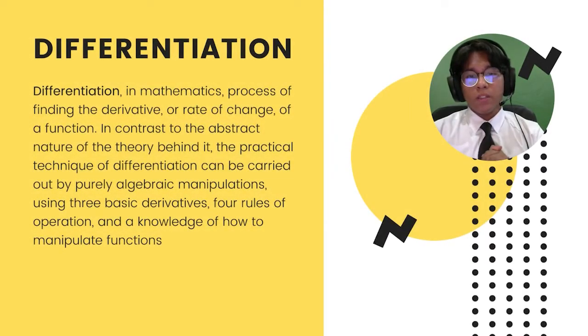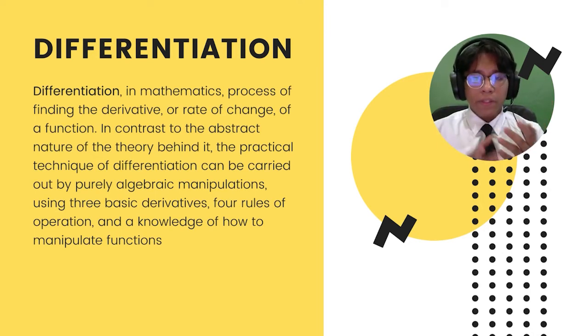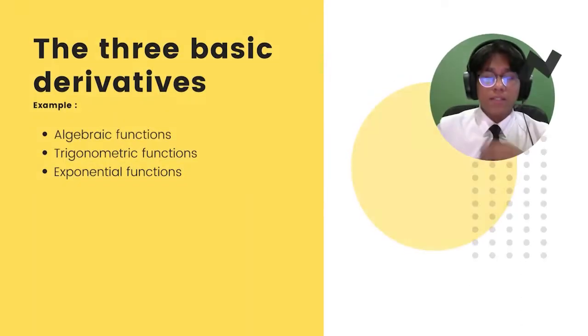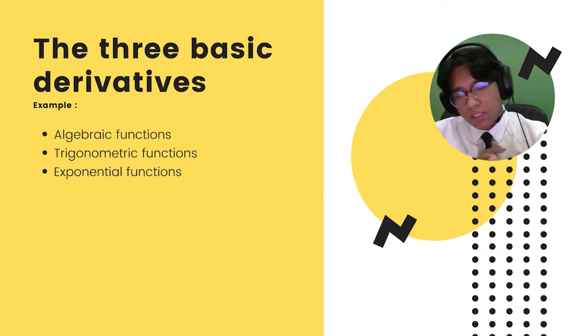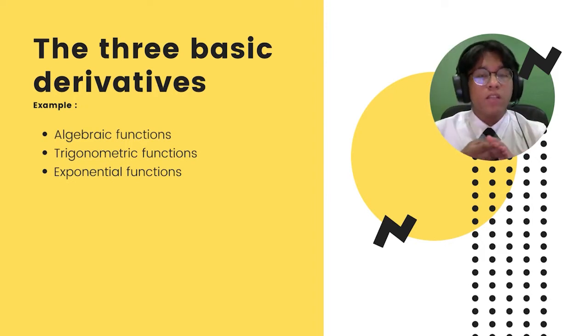Next, we're going to talk about differentiation. Differentiation in mathematics is a process of finding the derivative or rate of change of a function. In contrast to the abstract nature of the theory behind it, the practical technique of differentiation can be carried out by purely algebraic manipulation using three basic derivatives, four rules of operation, and a knowledge of how to manipulate functions. As you can see, these are the three basic derivatives: algebraic function, trigonometry function, and exponential function. Okay, let's go to the next slide.